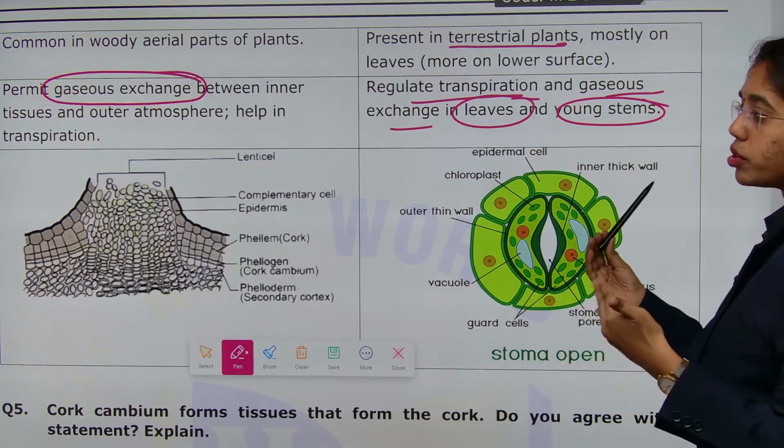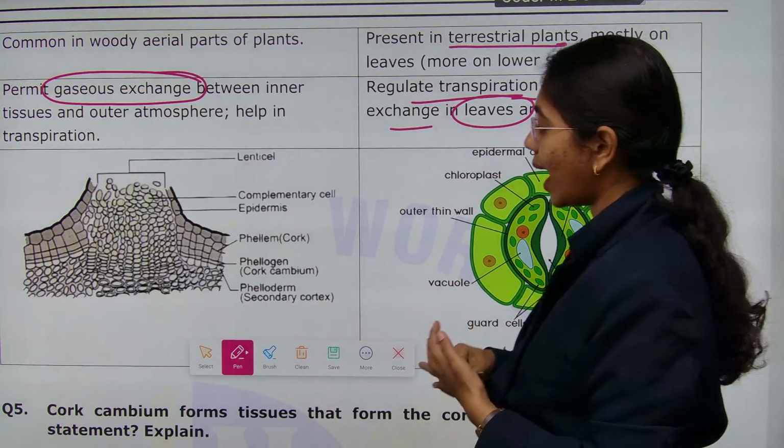Here we go with the diagrams properly. Look at it, and if you have any doubts, just ask me.